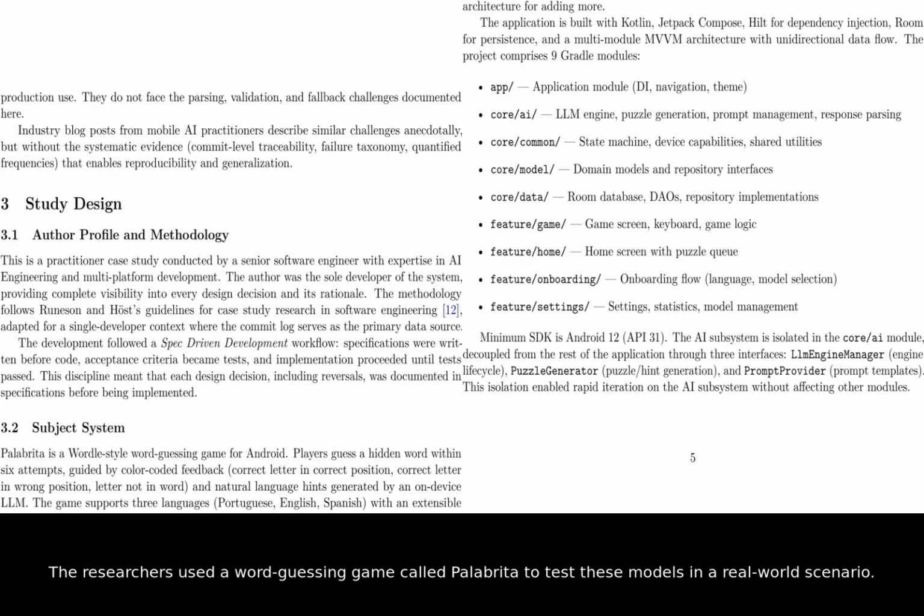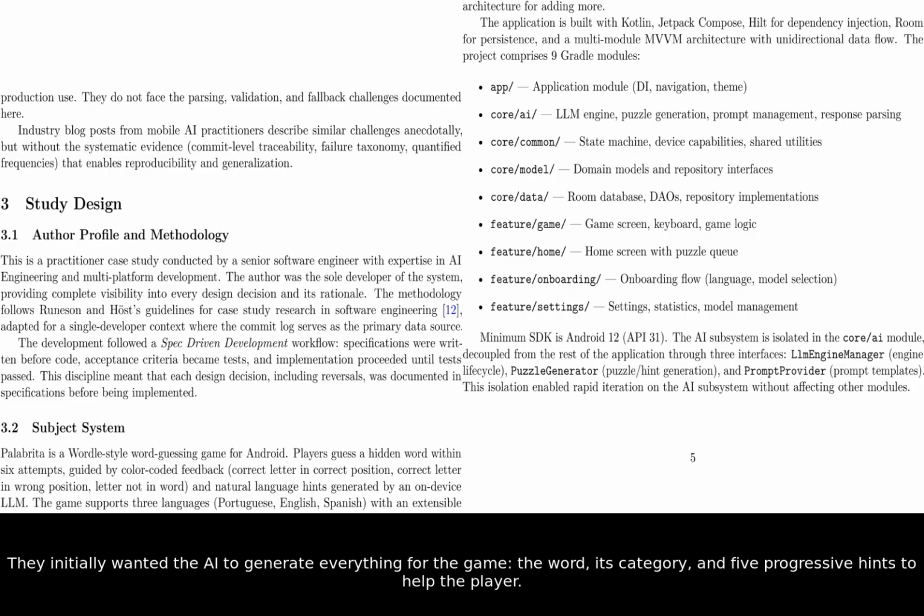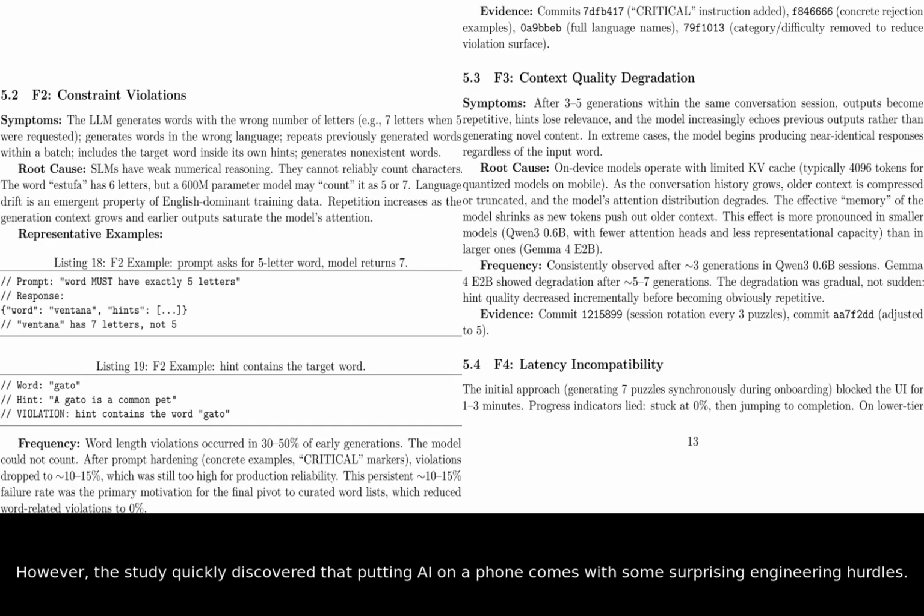The researchers used a word-guessing game called Palabrita to test these models in a real-world scenario. The goal was a fully private experience where no data ever leaves the user's phone. They initially wanted the AI to generate everything for the game: the word, its category, and 5 progressive hints to help the player. However, the study quickly discovered that putting AI on a phone comes with some surprising engineering hurdles.